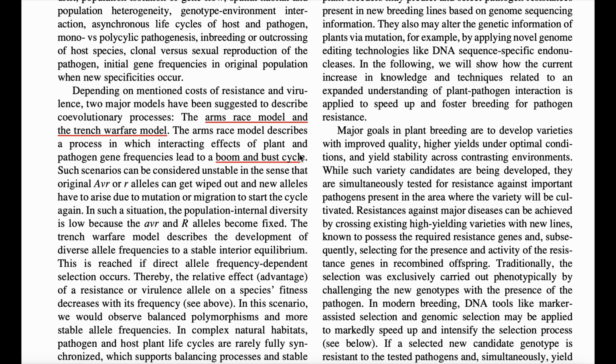But what happens next? A new strain or pathotype of the pathogen evolves that can overcome this specific R gene, which is responsible for the resistance. So this new variant strain spreads rapidly through the pathogen population, causing the resistance in the widely grown crop variety to fail. This is the bust, okay, where the crop becomes highly susceptible to that disease again, resulting in losses.